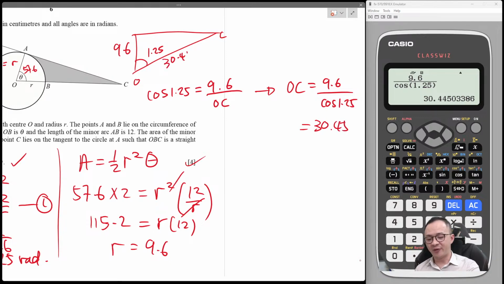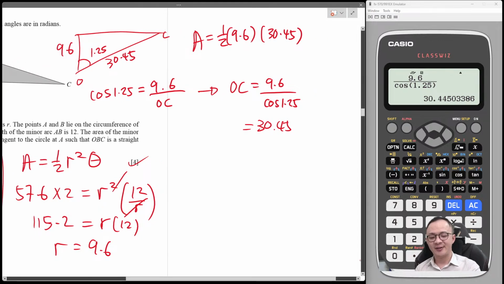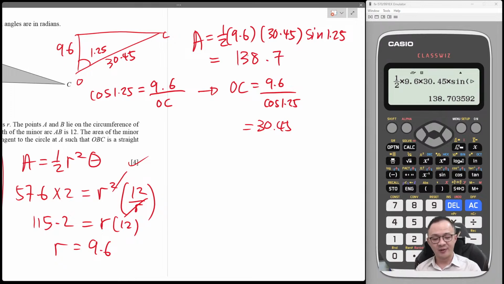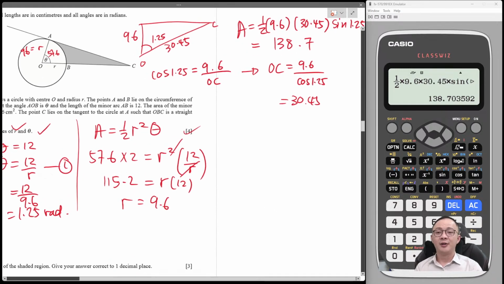This is 30.45. Then I can find the area by using half AB sine C, isn't it? Half AB sine C, 1.25. Alright, then we should be able to get the answer now. 30.45 multiply sine 1.25. So the area is 138.7. One decimal, right? Yeah, they say leave your answer in one decimal, right? Yeah, we're done. Okay.